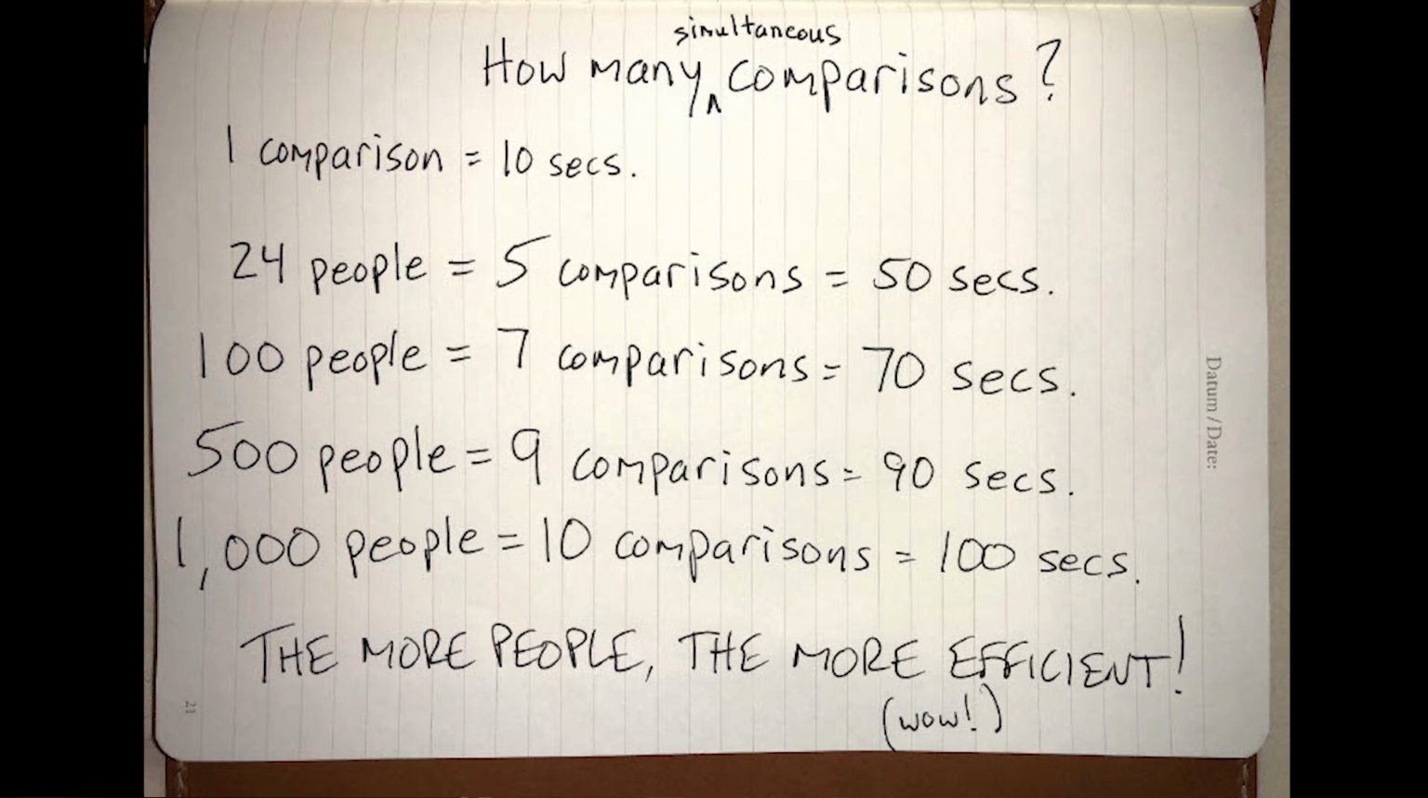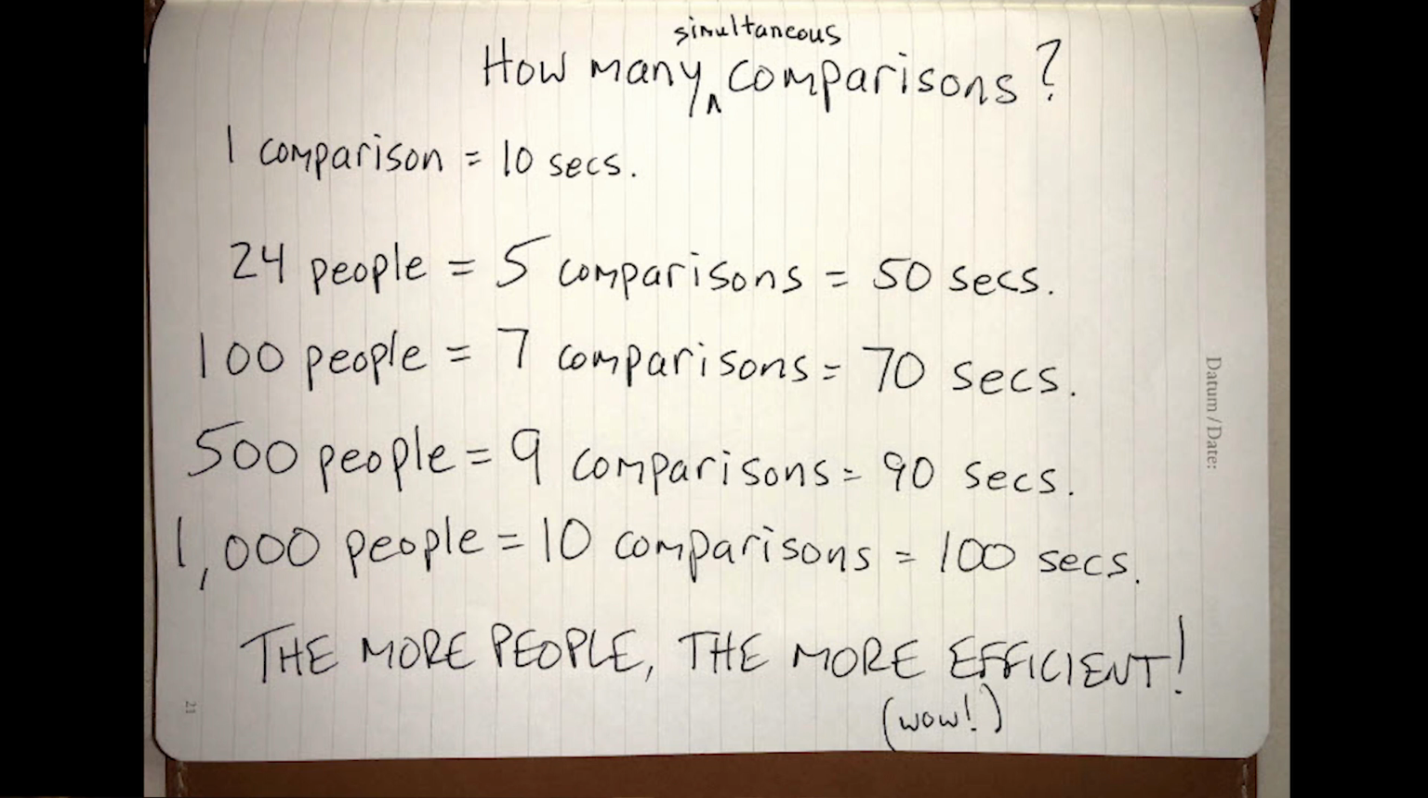And why is that? Well, all of these comparisons are happening simultaneously. So this is an opportunity to talk with students about parallel processing versus sequential processing. Sequential is if we're counting off 1, 2, 3, 4, 5, 6, 7. But parallel means we're doing many operations simultaneously. And with 1,000 people, it's just 10 comparisons.